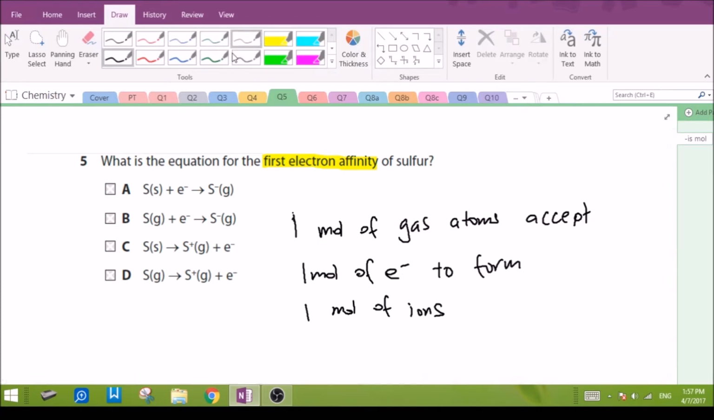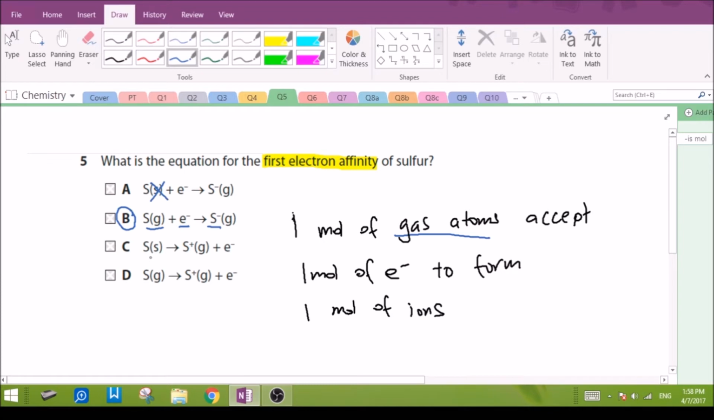So the key thing will be your atoms must be in gaseous state. If you were to look at the options, sulfur here is in solid state. That's wrong. And then for option B, the sulfur is in gaseous state. It accepts an electron, plus electron, and it forms a negative sulfide ion. So B is our answer.